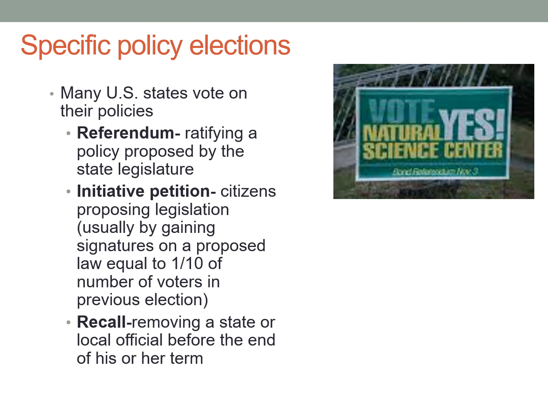Specific policy elections. So many U.S. states vote on their policies. A referendum is ratifying a policy proposed by the state legislature. And there's initiative petition, so citizens proposing legislation, usually by gaining signatures on a proposed law equal to 1/10 of the number of voters in the previous election. And then there's a recall, removing a state or local official before the end of his or her term.